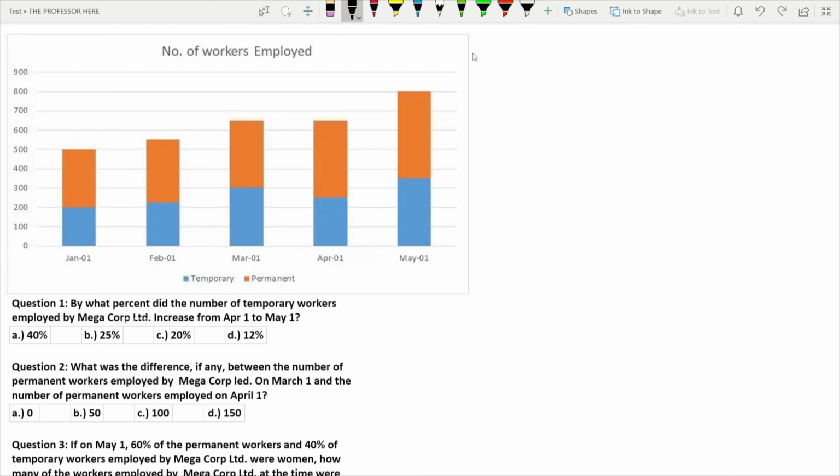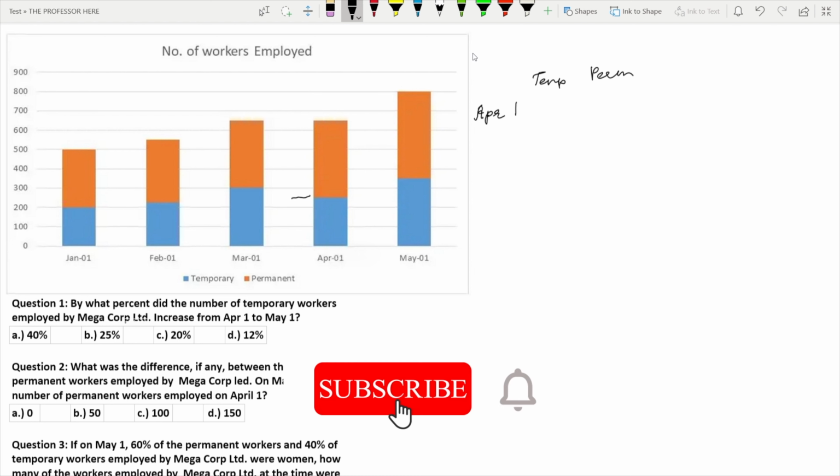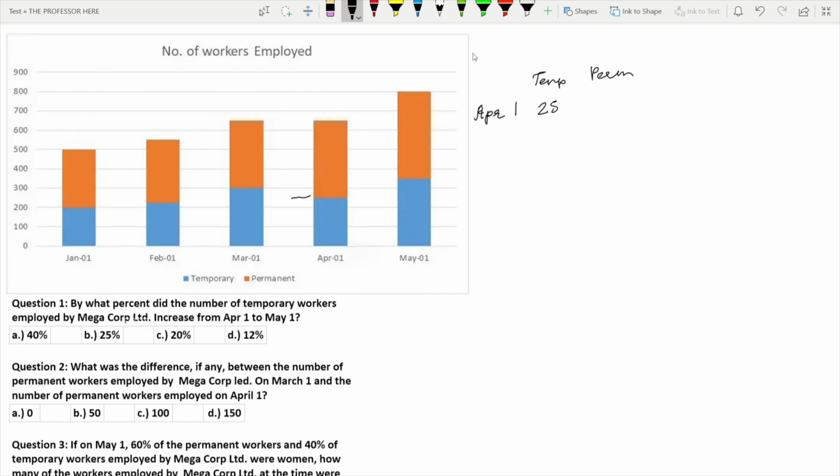So for example, let's find out the temporary and permanent workers employed by the company in the month of April. April 1, temporary and permanent. The blue bar represents the number of temporary employees. So in April 1, there are 250 number of employees. The number of permanent employees is from here to here. It is not 650, but it is 650 minus 250. So it becomes 400. So I hope you understood how to read the graph.